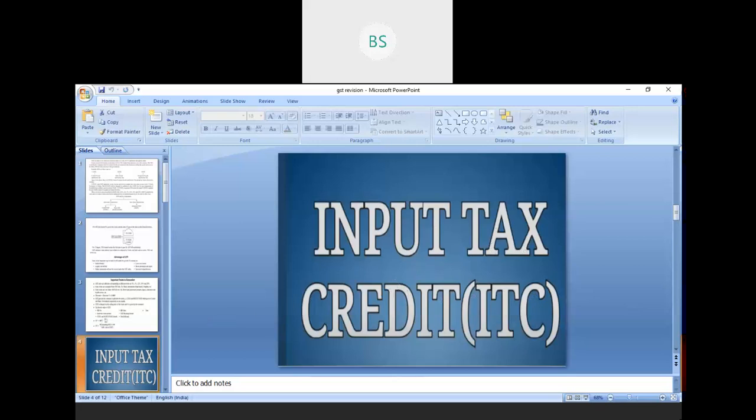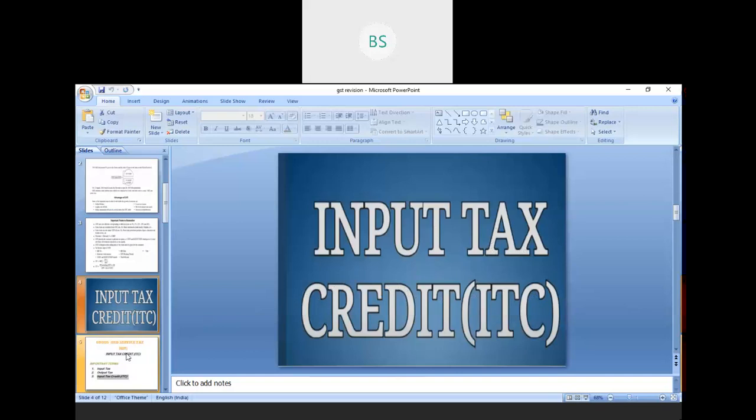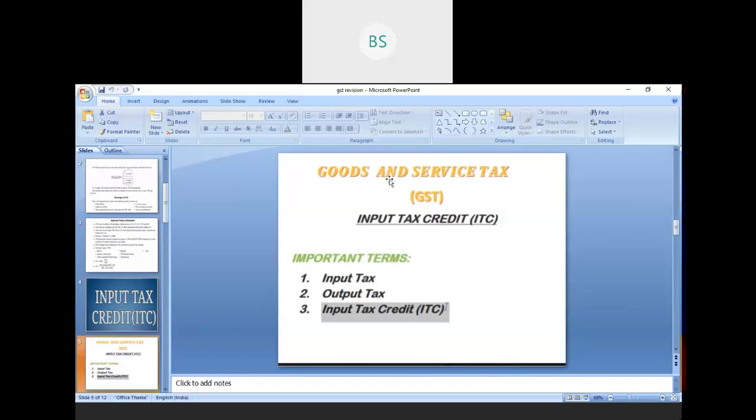So what do we mean by input tax credit? Here, in input tax credit, there are two important things: input tax and output tax. What is input tax? For example, when a dealer buys a product and pays tax on it. The dealer is buying some product from the wholesaler and he pays tax on it. That tax is called input tax.